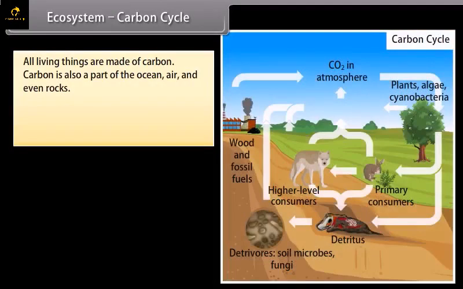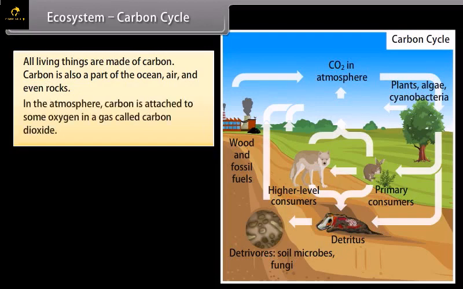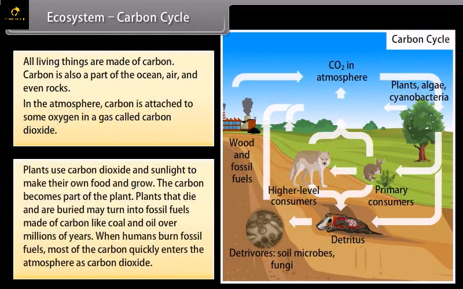Ecosystem carbon cycle. All living things are made up of carbon. Carbon is also a part of ocean, air and even rocks. In the atmosphere, carbon is attached to some oxygen in a gas called carbon dioxide. Plants use carbon dioxide and sunlight to make their own food and grow. The carbon becomes part of the plant.